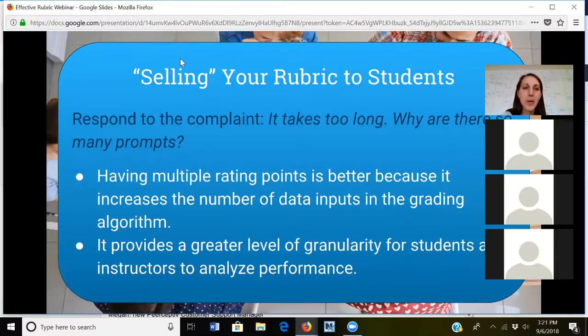It also, if there are multiple rating prompts and commenting prompts, provides a greater level of granularity for students and instructors to analyze performance. Going back to the example I had of the introduction, if there are multiple rating prompts, a student is able to say, you know, my thesis statement was really strong, but I didn't summarize the theories well, or my citations, I didn't include citations. This is a problem, and this is an area where I can improve for next time. If there's only one rating prompt, students don't get that granularity, that specificity of knowing what they did poorly and then knowing how they can improve.